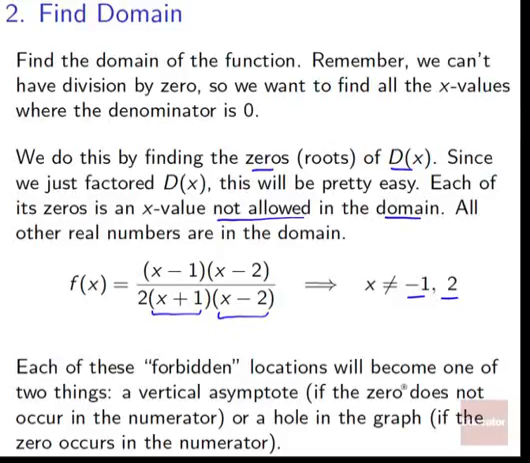Now, each of these forbidden locations will become one of two things. They'll become a vertical asymptote if the zero does not occur in the numerator, or they'll become a hole in the graph if the zero does occur in the numerator.